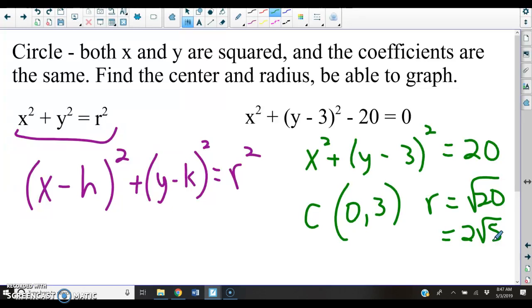Okay, and we could graph that. Because now we would go to 0, 3, and the radius is 2 square root of 5, about 4.5, and we'd go out 4.5 on each side and draw our circle.